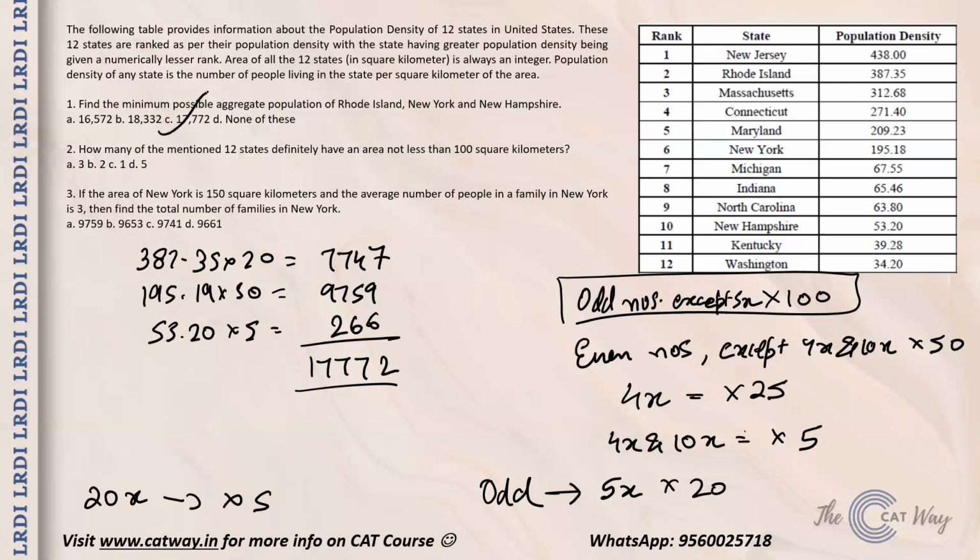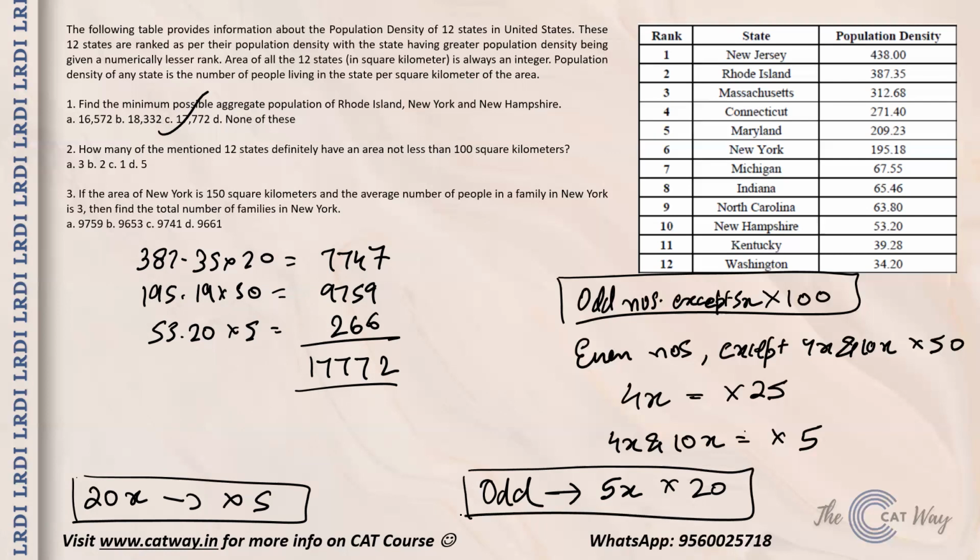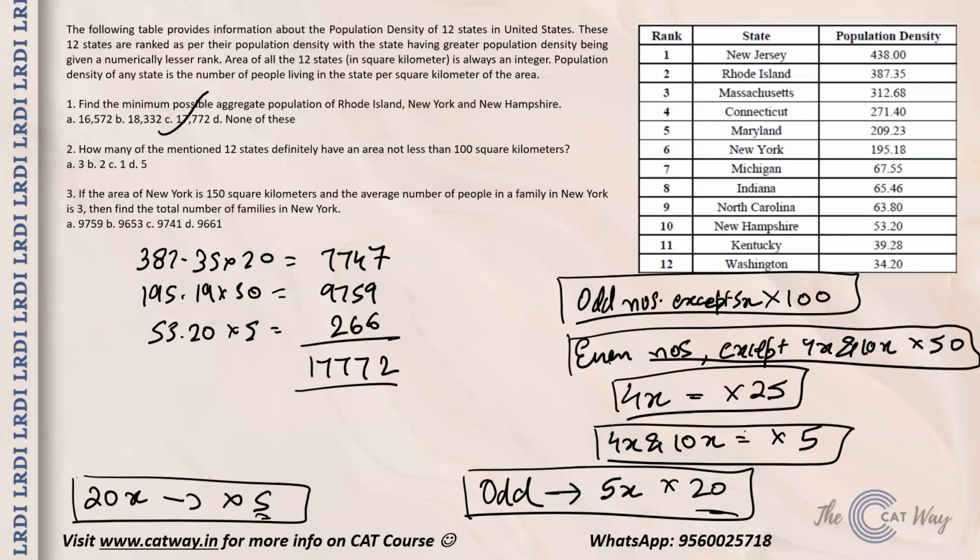Now the second question is: how many of the mentioned 12 states definitely have an area not less than 100? For multiples of 20x, the area was 5. For odd multiples of 5x, the area was 20. This is the area, right? Because you multiply your density with this to get the population. For 4x and 10x, you multiply by 5. For 4x, you multiply by 25. For even numbers except 4x and 10x, you multiply by 50. So for all these values, the total area is less than 100.